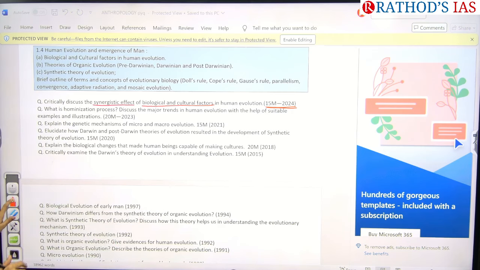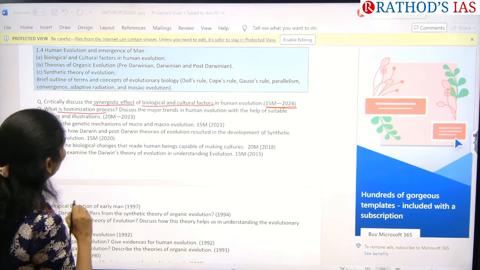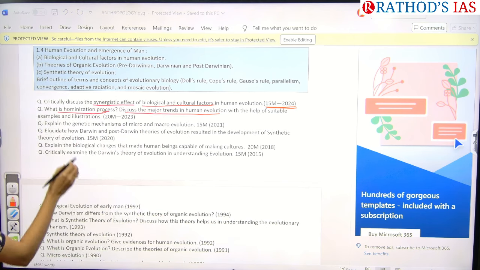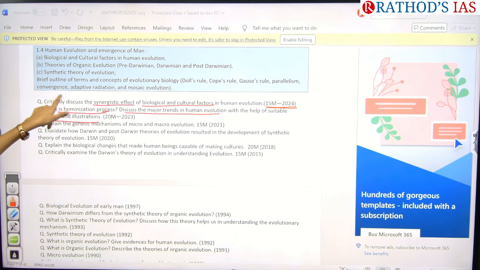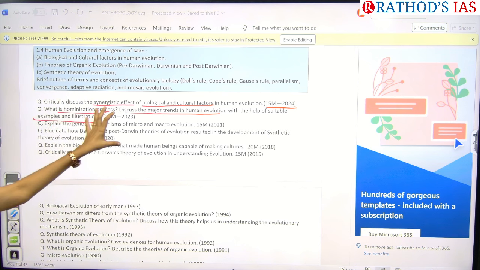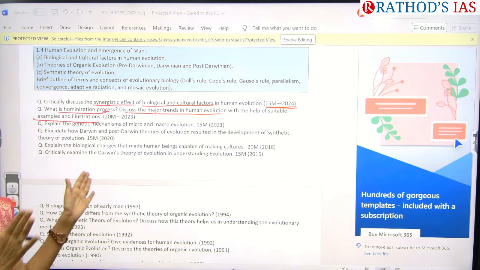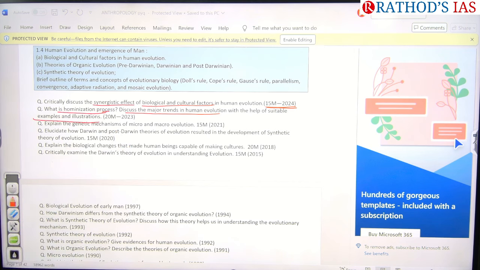And next one is, what is the hominization process? Discuss the major trends in human evolution with the help of examples and illustration. So if you are reading these theories, we can understand how humans had evolved, with examples, and what the intermediate stages from apes to Homo erectus are.